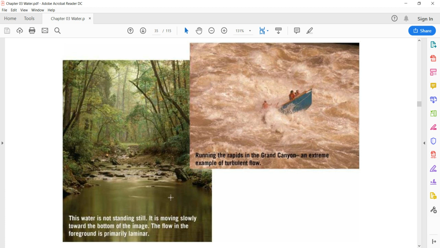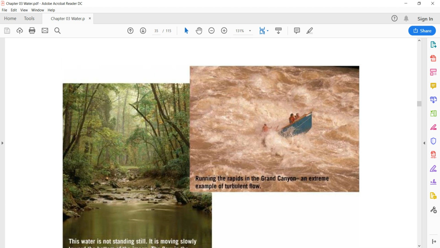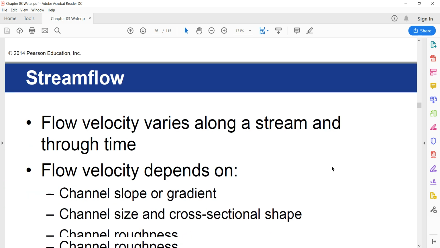So here are the two examples. This one on the left is a laminar flow, where you can see the stream gently flowing on the landscape. And here is another example from the Grand Canyon. You can see the water is very rapid, and it has a lot of mixing in the water. So this is an extreme example of turbulent flow.